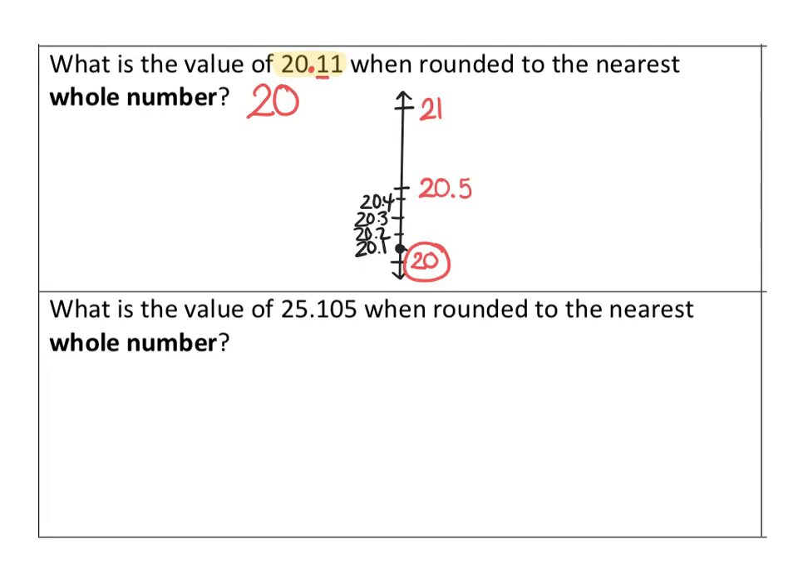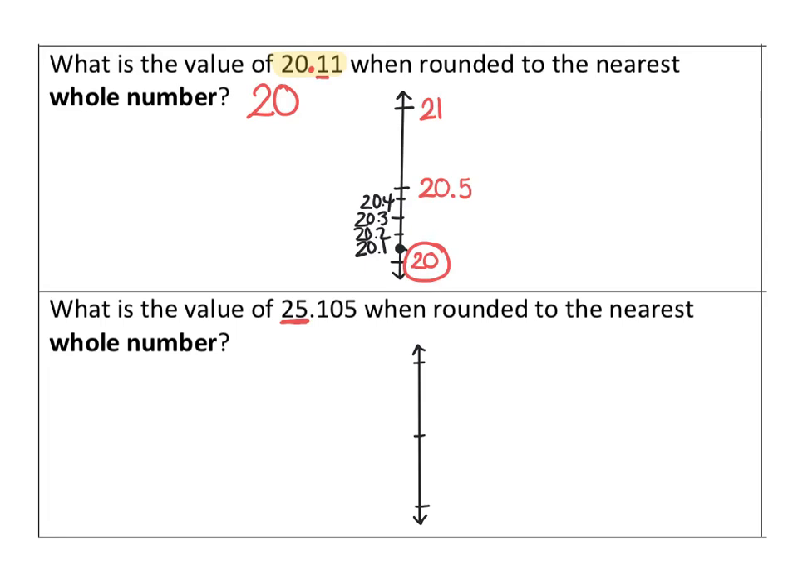All right, pause the video if you need to. I'm going to move on to the next question. What is the value of 25.105 when rounded to the nearest whole number? Because we're just rounding to the nearest whole number, we mostly need to look at the whole number, which is 25. So I'm going to make my vertical number line.